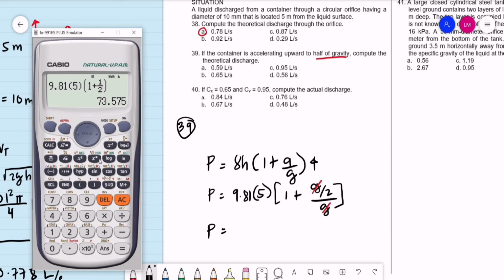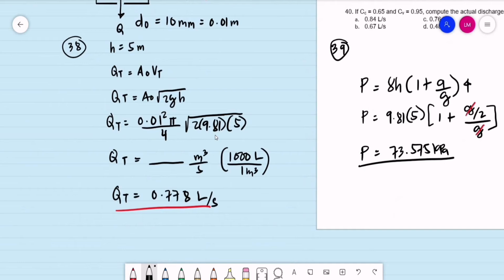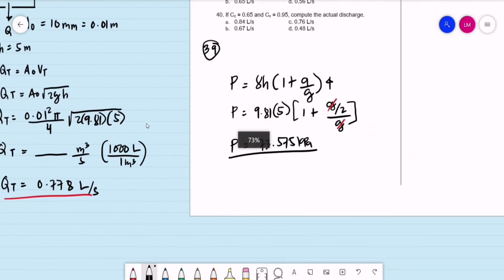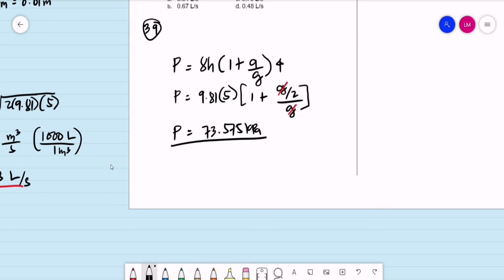So that is equal to 73.575 kilopascals. Okay, ito yung total pressure na nagkukos dun sa liquid para lumabas. Ngayon, paano natin kukunin yung kanyang equivalent head? So, dahil yun sa paggalaw niya pataas, kunin natin yung equivalent head.